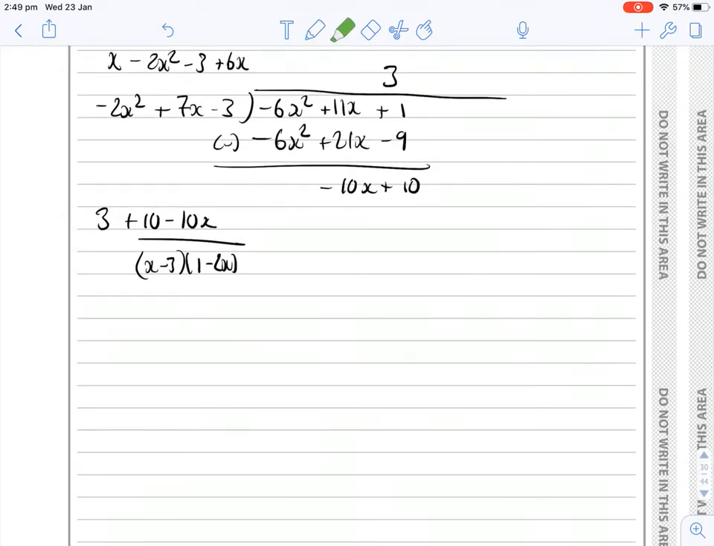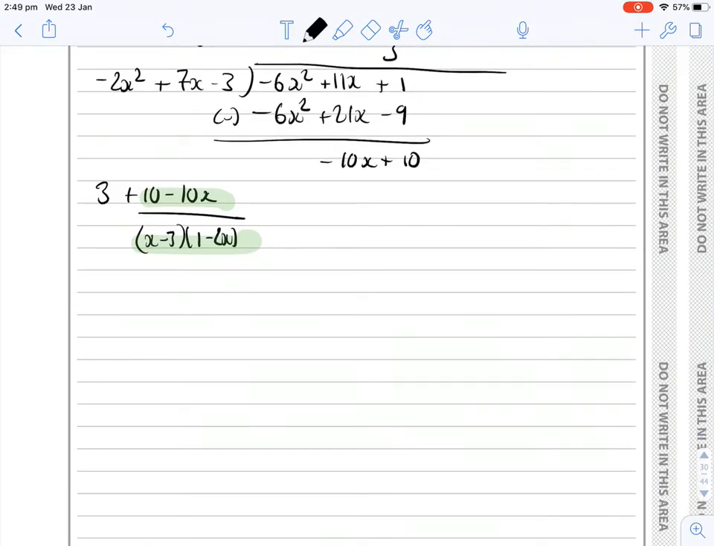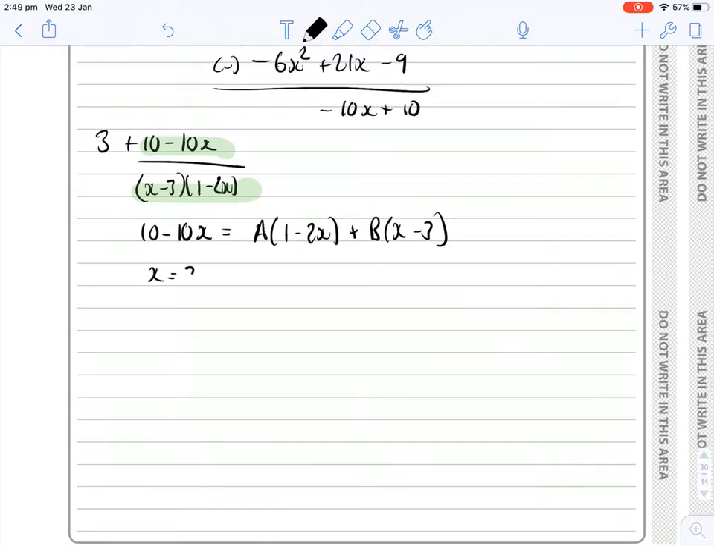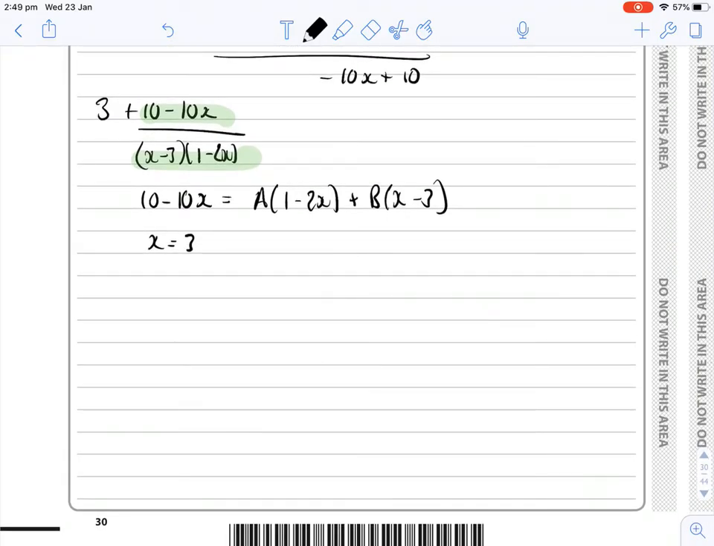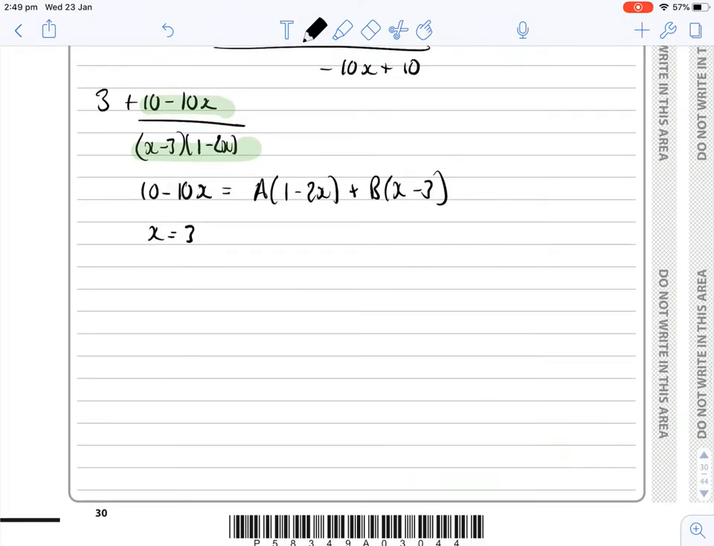So we're now just going to focus on the second part here. And we're going to say that this can be written as 10 minus 10x is equal to a over x minus 3, so 1 minus 2x, add b over 1 minus 2x, so that's times by x minus 3. Set x equal to 3 to begin with, nice and straightforwardly. When x is equal to 3, we get 10 take away 30 is minus 20, and that is equal to, the b part gets zeroed, so we've got minus, if x equal to 3, 2 3s are 6, 1 minus 6 is minus 5, lots of a, and so a is 4.